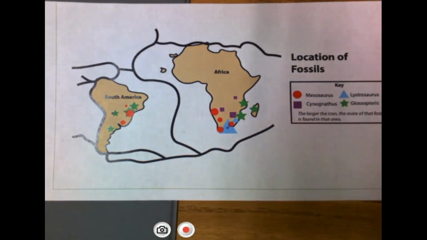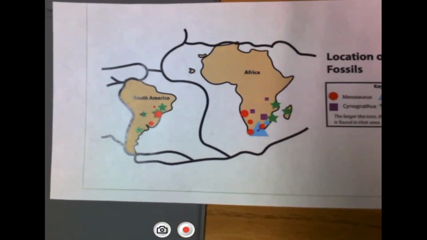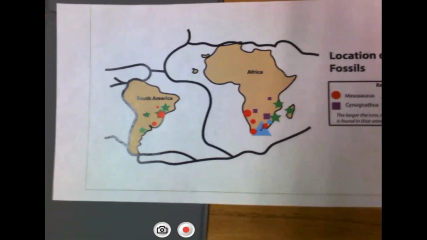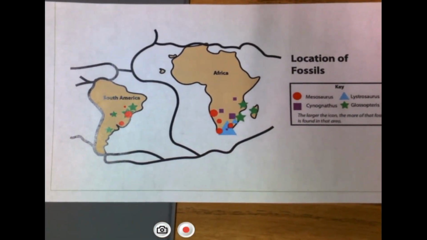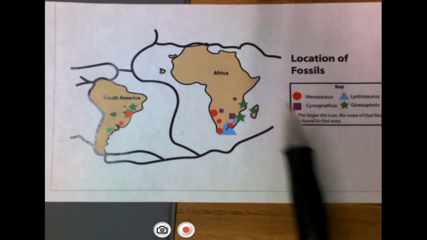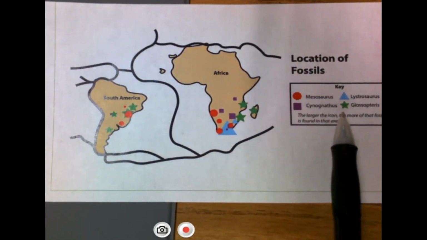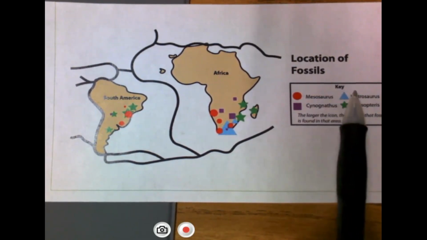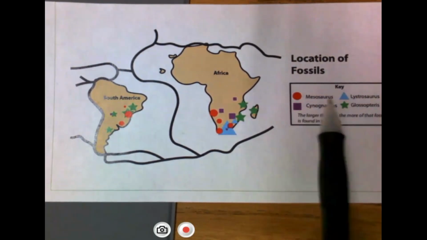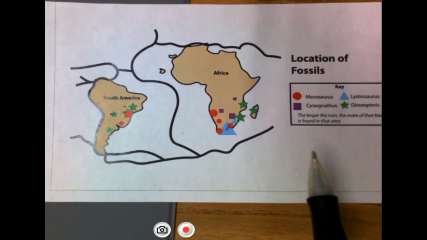Our next map is showing locations of fossils. I'm going to explain this one just a little bit. So we have 4 different types of things we found as fossils. Glossopteris, this green star, was a plant. The other ones were all sorts of animals from 150 million years ago.